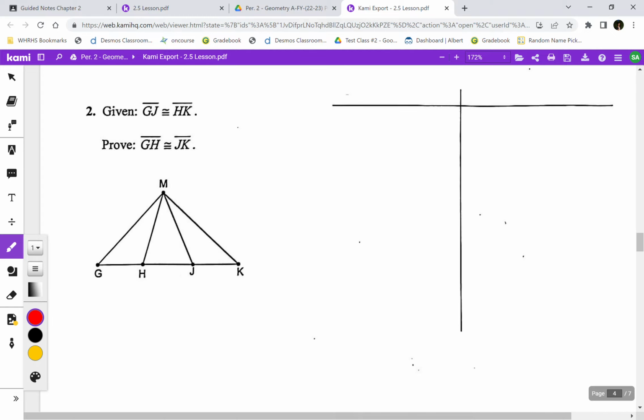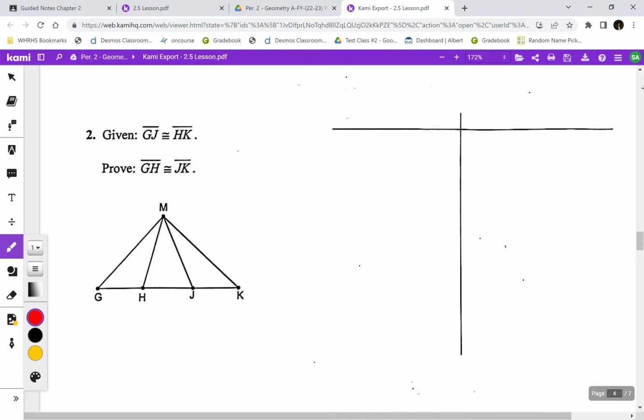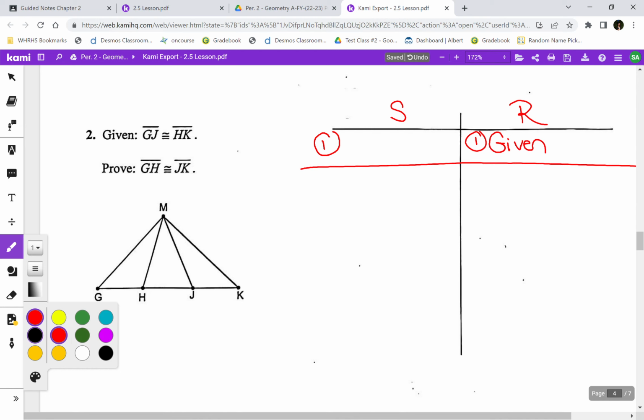All right, next one. Try not to go ahead of me because there's going to be something new that you haven't seen before that I need you to do. So here we have segment GJ is congruent to segment HK. I want you to mark it exactly as I'm marking it.